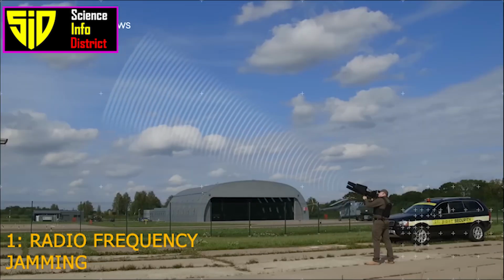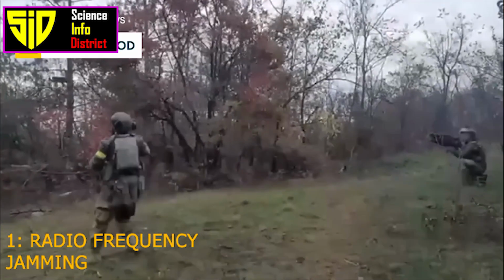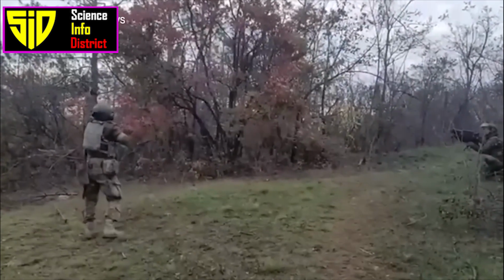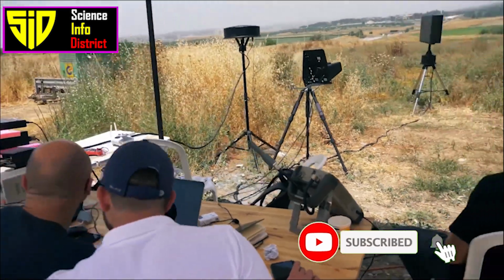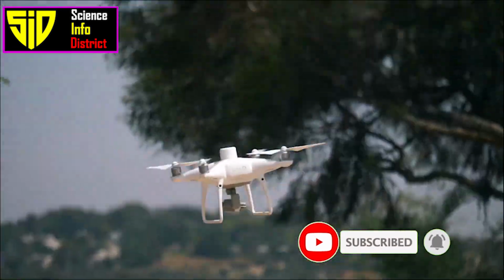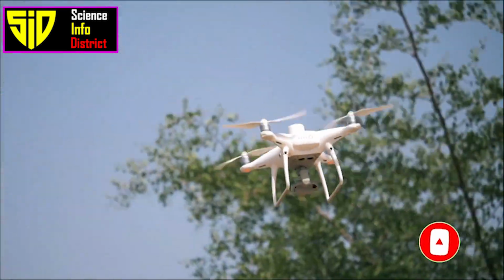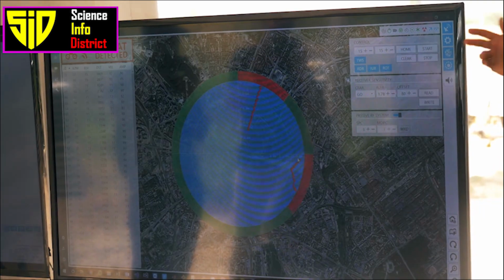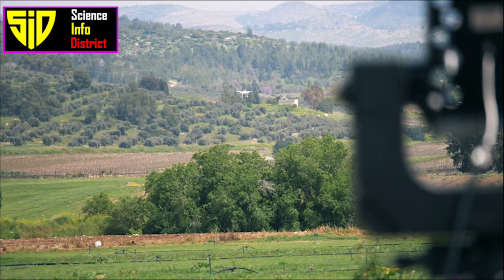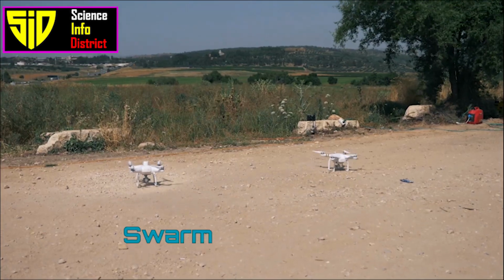One, radio frequency jamming. This technology works by using a jamming device to interfere with the radio signals that control a drone, effectively rendering it unable to fly. These devices disconnect or jam the transmission between the drone and the operator. A few examples are Skylock and Aronia AG.